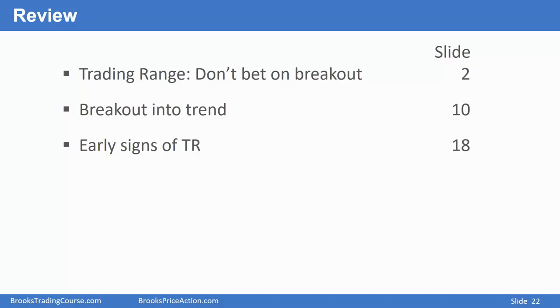And finally, early in every day, early in every session in the Forex markets, there are signs that can tell you that the day is likely to become a trading range day. If you see lots of reversals, lots of overlapping bars, very prominent tails on the first few bars of the day, that's often a sign that the entire day is going to be mostly a trading range day.